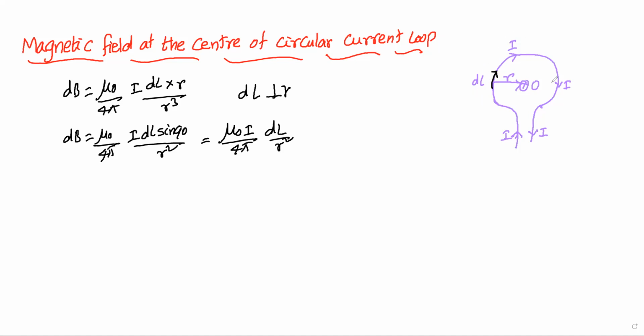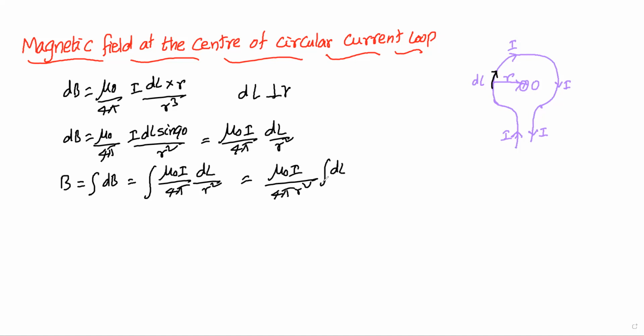The magnetic field due to all such current elements will point into the plane of the paper at center O. So, the magnetic field at the center O, B, is equal to integral dB. That is equal to integral mu naught I by 4 pi into dl by r square, which is equal to mu naught I by 4 pi r square integral dl. So integral dl is L, giving mu naught I L by 4 pi r square.